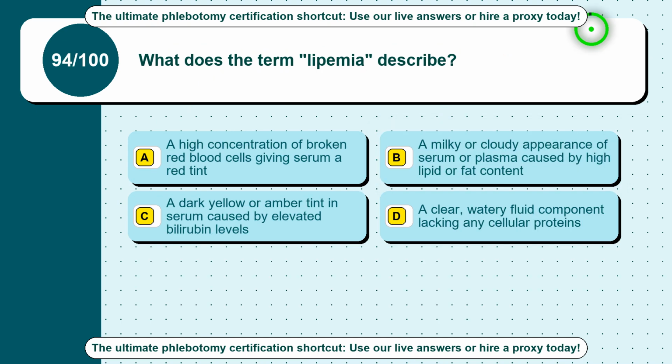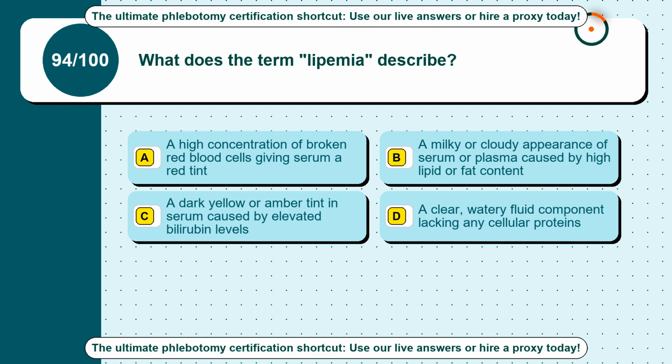Question 94. What does the term lipemia describe? Option A, a high concentration of broken red blood cells giving serum a red tint. Option B, a milky or cloudy appearance of serum or plasma caused by high lipid or fat content. Option C, a dark yellow or amber tint in serum caused by elevated bilirubin levels.